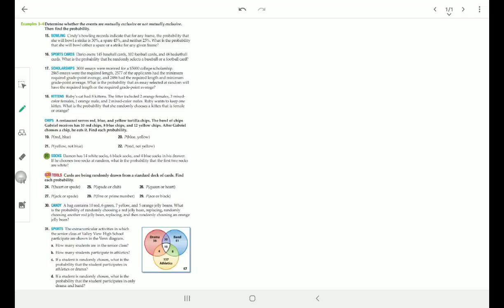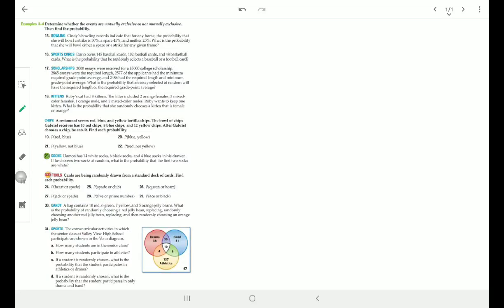A dependent event means that one thing affects another. So if I have the same deck of cards and I draw a card, but I don't put it back in the deck, and now I have a deck of 51 instead of 52, well, now that changes the probability of things, okay? So that's the difference between independent and dependent.